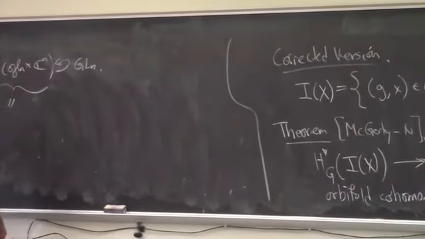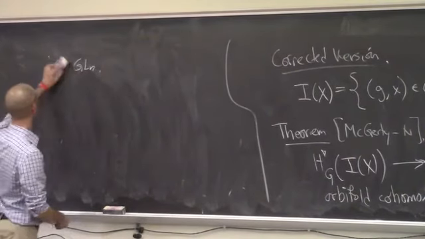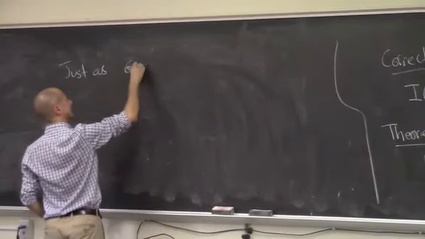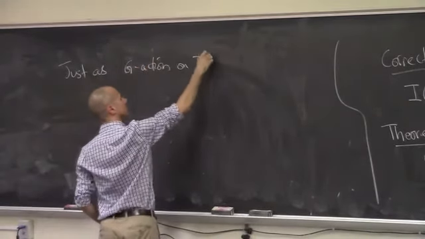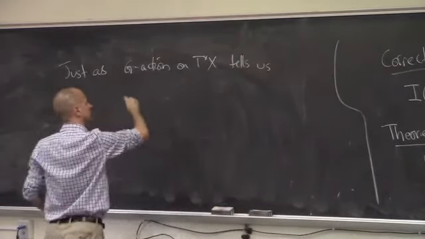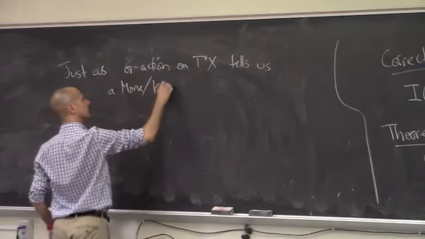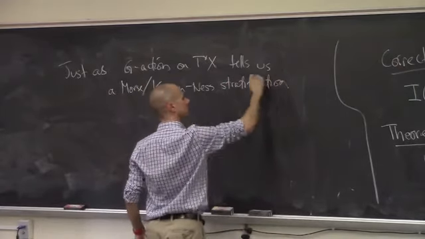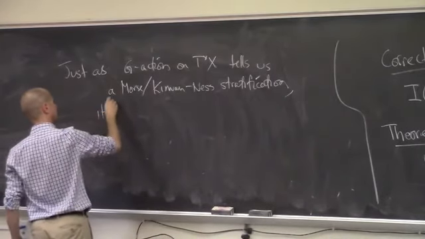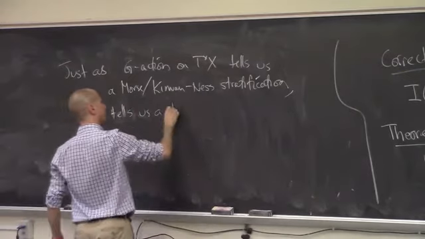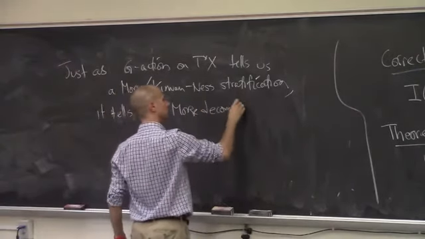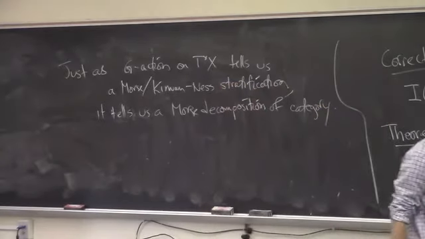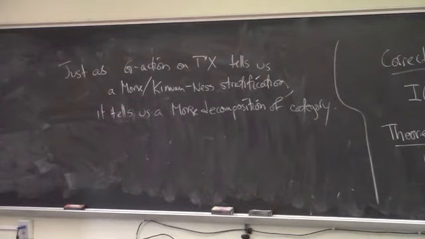And maybe now the crucial point is that just as the G action on T*X tells us, with some choice, a Morse or Kirwan stratification, it also tells us a Morse decomposition of the category. Let's just say in words for a couple of minutes.